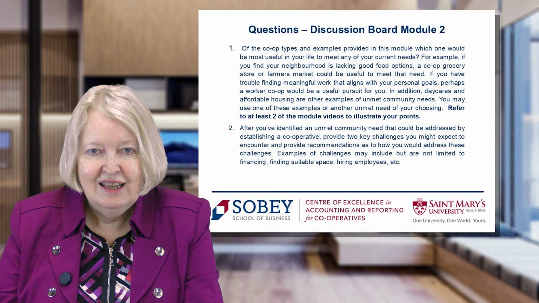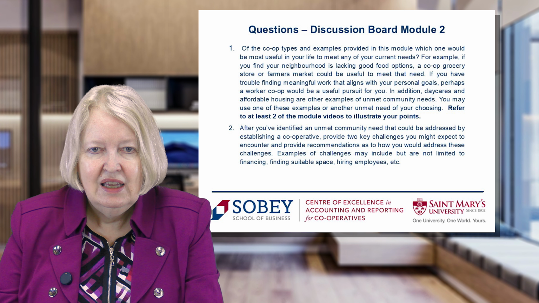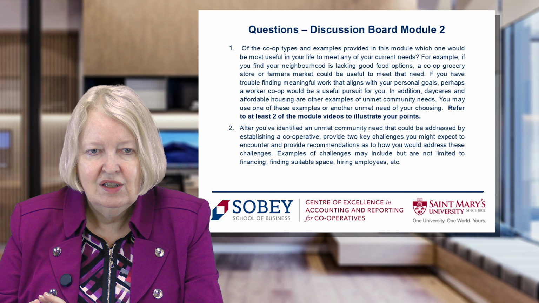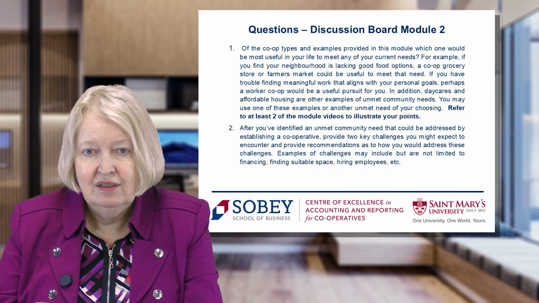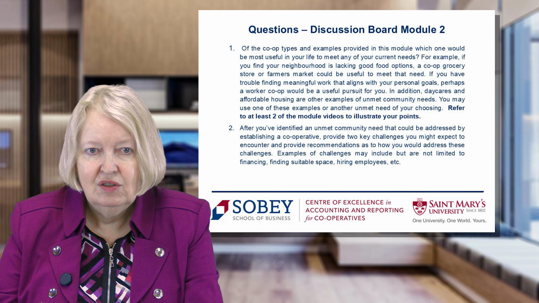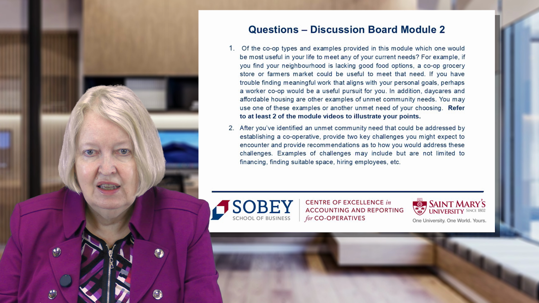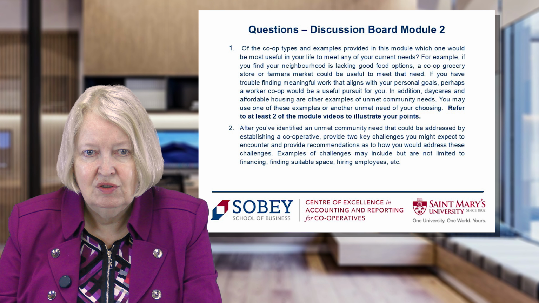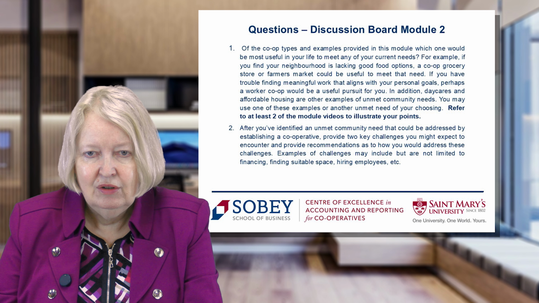So we're at the end of Module 2. So in this module, there's 2 questions that you have to answer. The first one is, of the types of co-ops and examples provided in this module, which one would be most useful in your life to meet any of your current needs? So for example, if your neighborhood is lacking good food options, a grocery store or a farmer's market could be useful to meet that need.